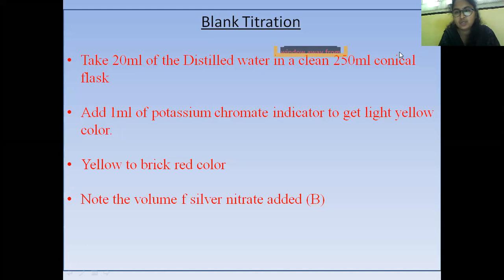and in that conical flask we add 1 ml of potassium chromate. Now it changes to light yellow color. Again this same solution is titrated with silver nitrate. So the color changes from yellow to brick red color. Note down the value of silver nitrate added. The blank value is indicated by B.